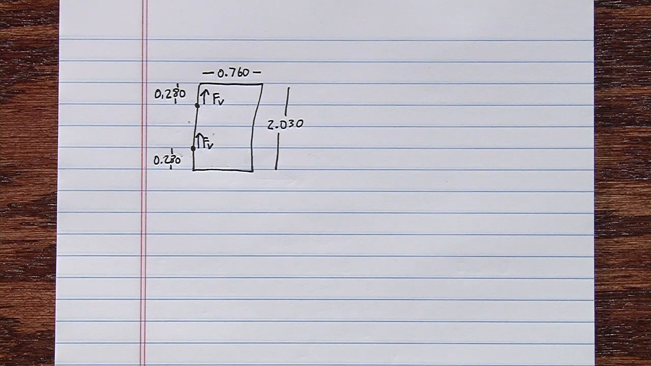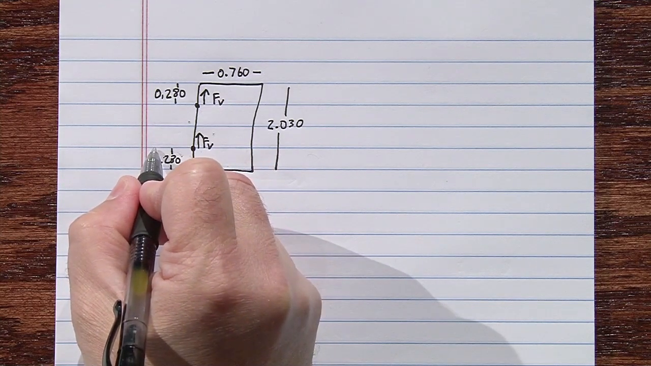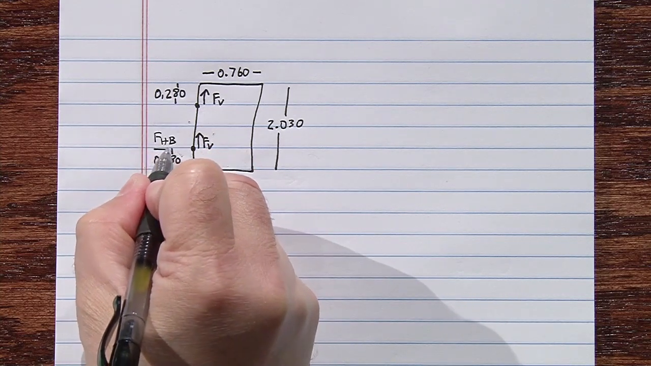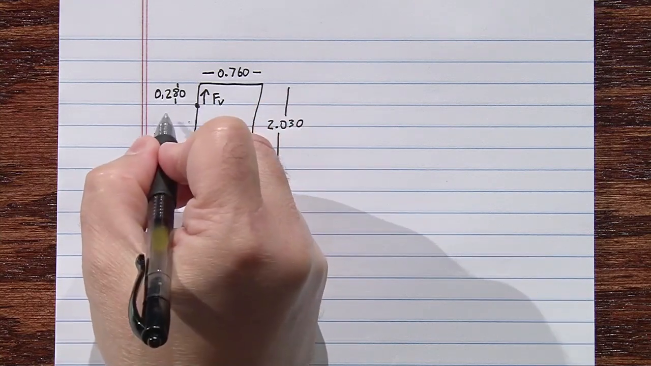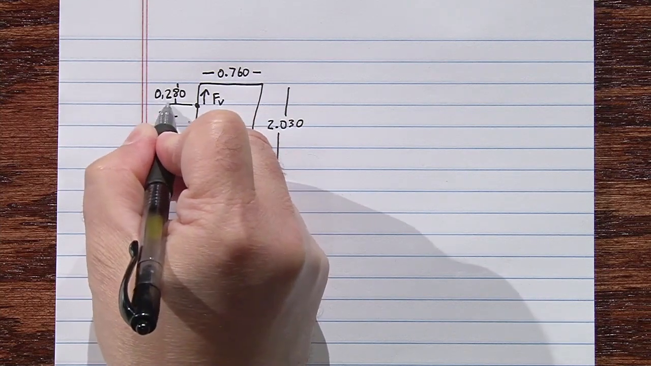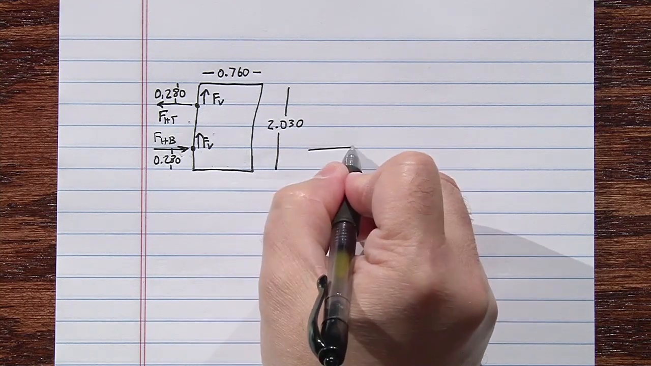And the hinges will exert horizontal forces as well, and I anticipate that the horizontal force on the bottom, and I'll call that FHB for force horizontal bottom, will be to the right, and the horizontal force from the top, FHT, will be to the left. I could be mistaken, but if I am, then I'll just get a negative sign for one of those two numbers. Let me draw my x-axis and my y-axis.